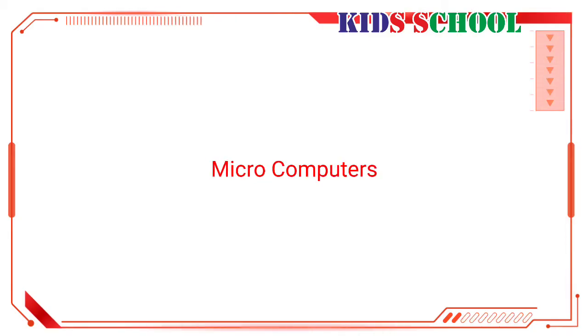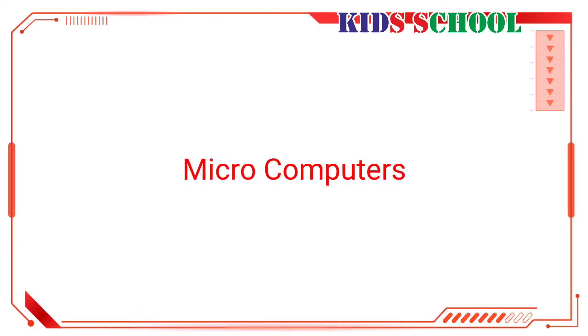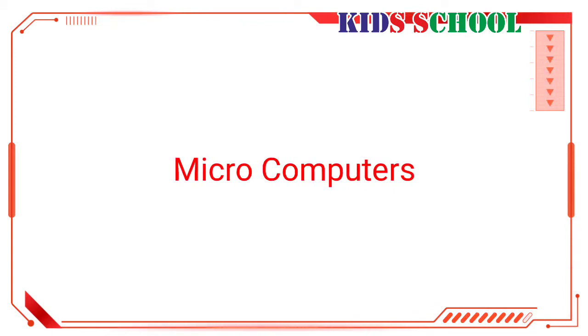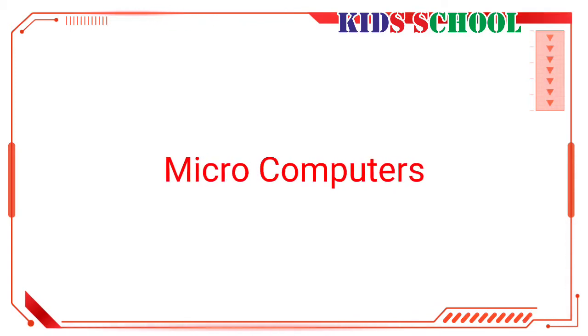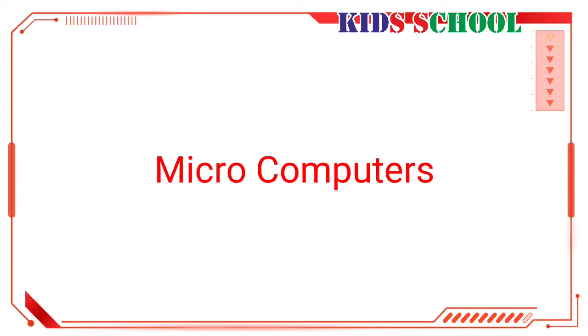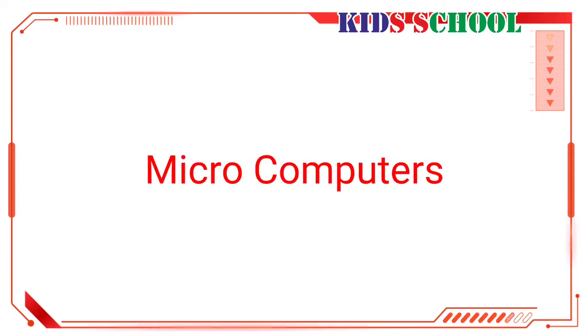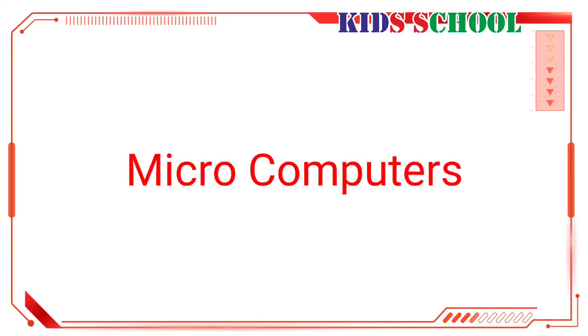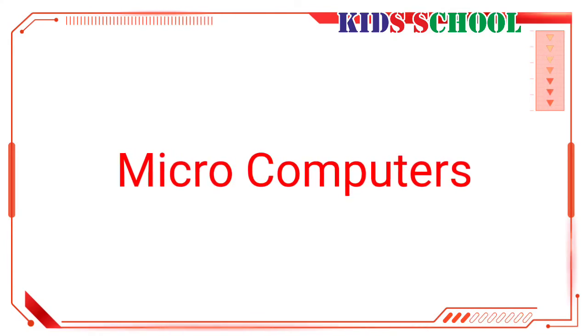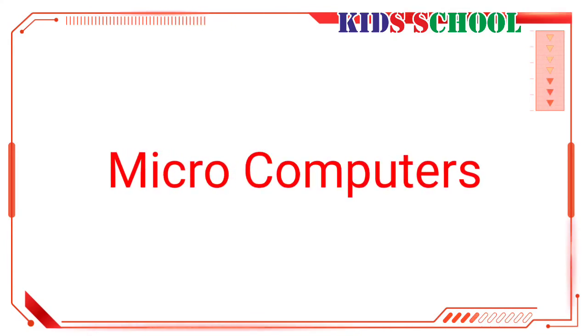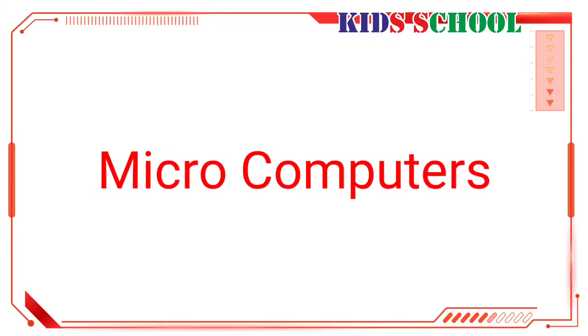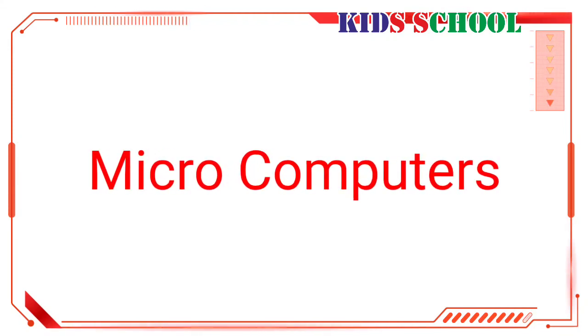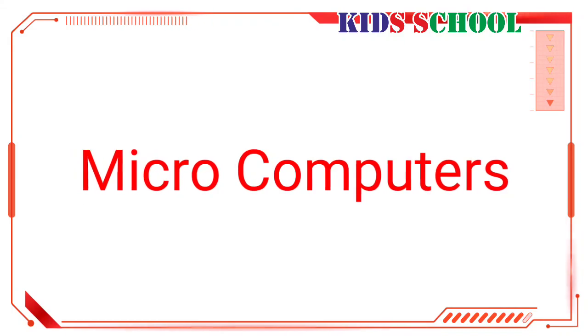Microcomputers. Dear students, these computers are used in homes, offices, and schools. They cost less than mini computers and only one person can use a microcomputer at a time. They are used to create and store documents, maintain accounts, keep a record of data like names, addresses, phone numbers of friends and relatives, play games, and listen to music. There are three main types of microcomputers: desktop computers, laptop computers, and handheld computers.